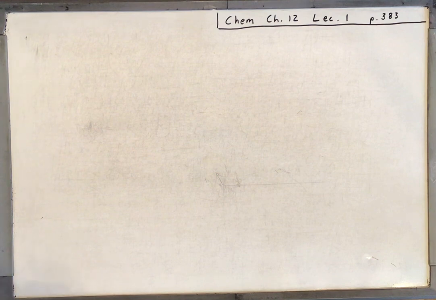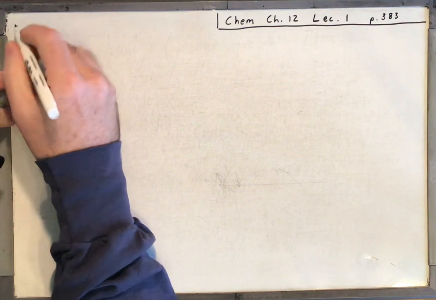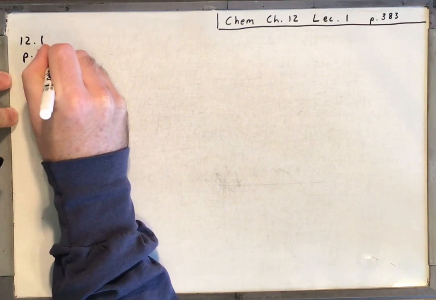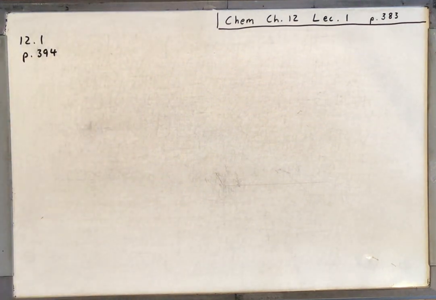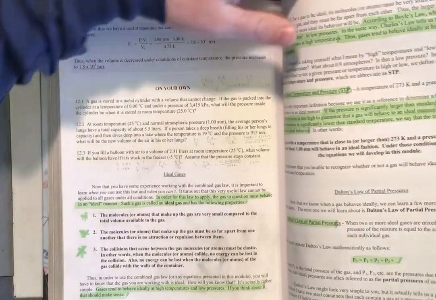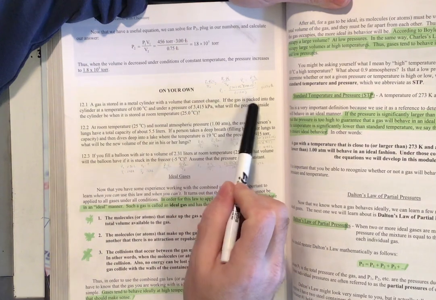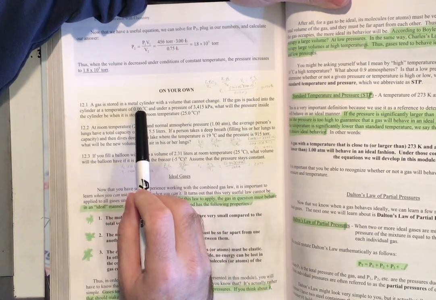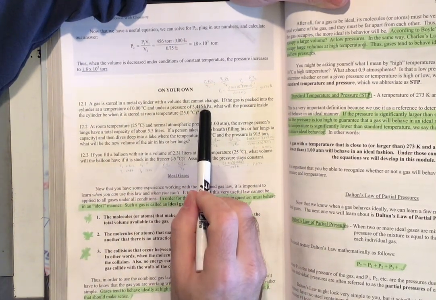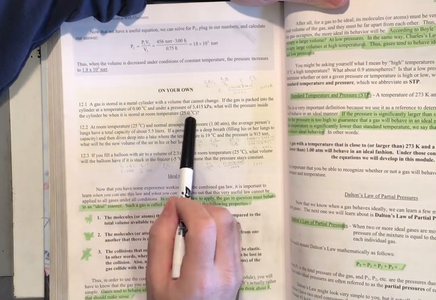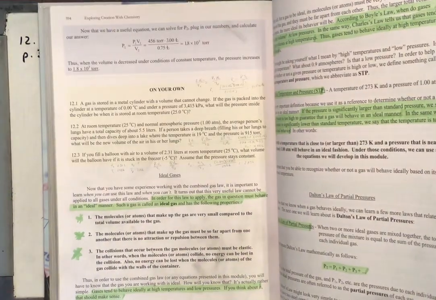flip over to On Your Own 12.1. So we're on page 394. So this problem says a gas is stored in a metal cylinder with a volume that can't change. If the gas is packed into the cylinder at 0 degrees Celsius, a pressure of 3,415 kilopascals, what will the pressure inside the cylinder be when it's stored at a room temperature of 25 degrees C?